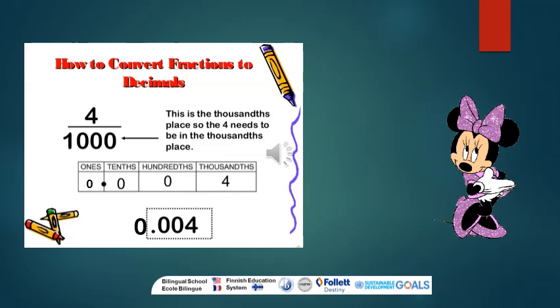So the answer is going to be 0.004. How can I read this number? It's read as 4 thousandths.